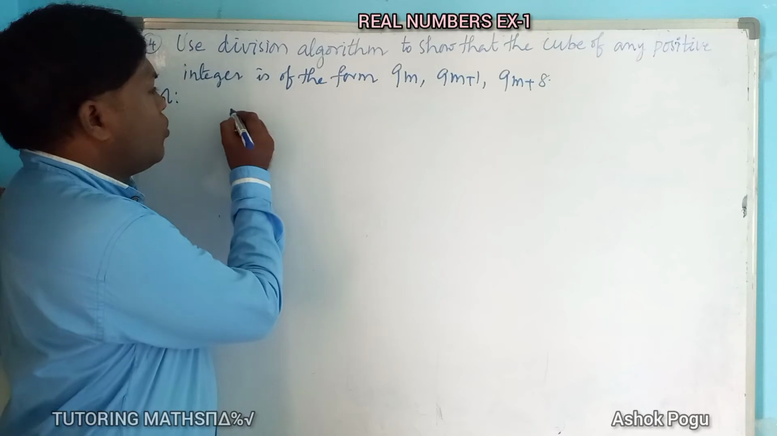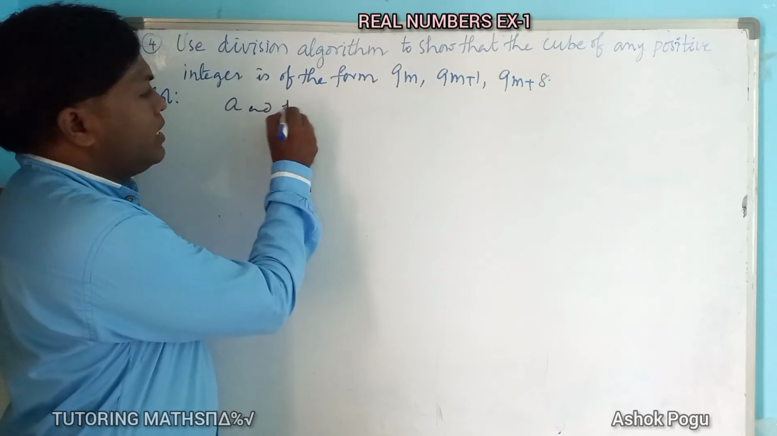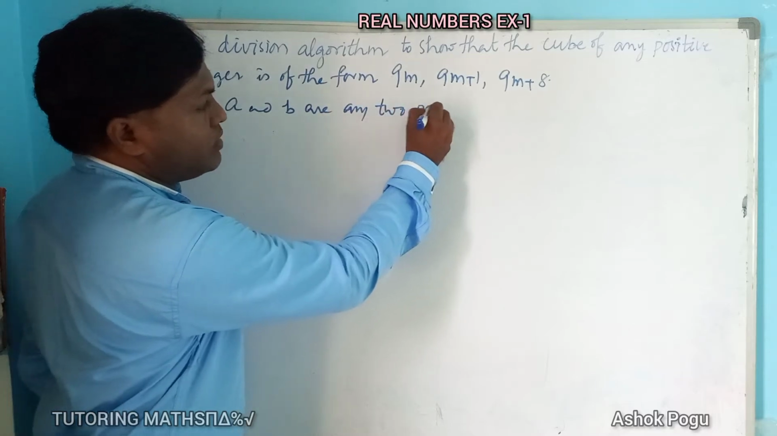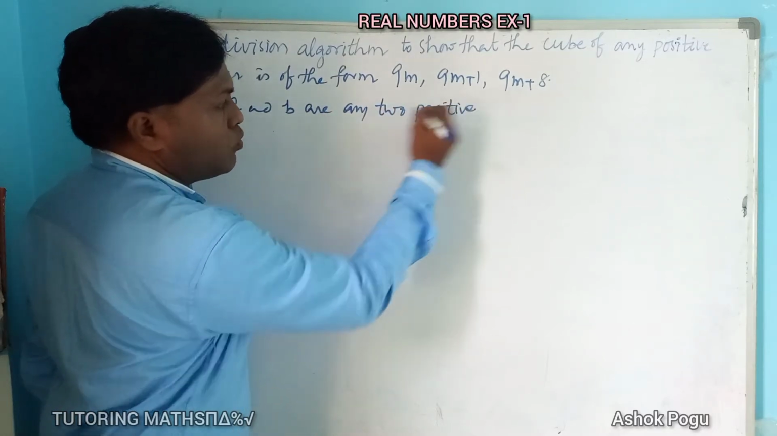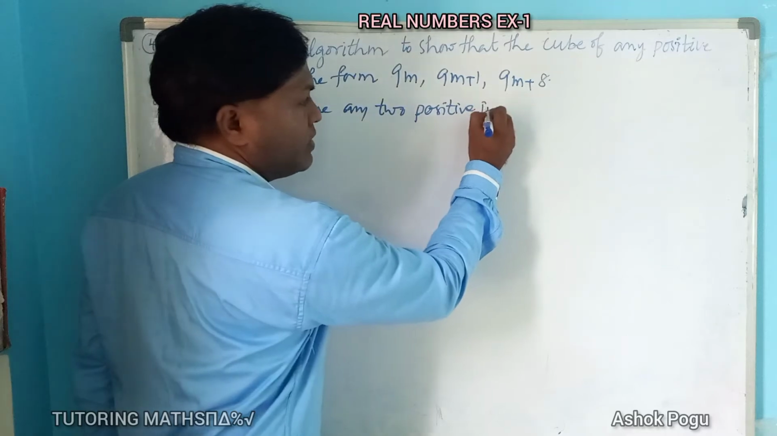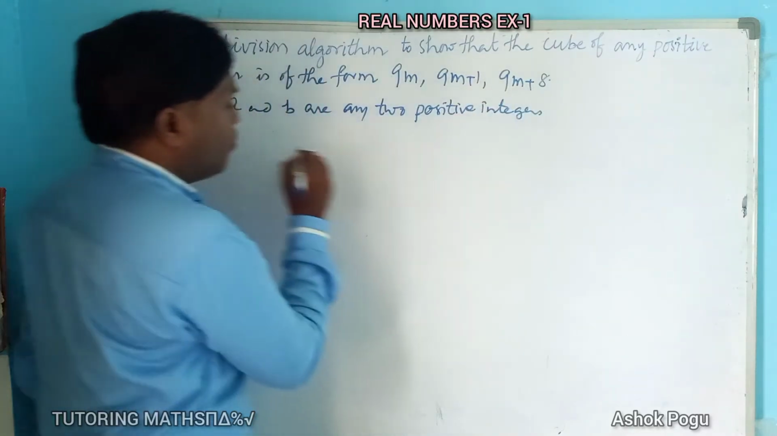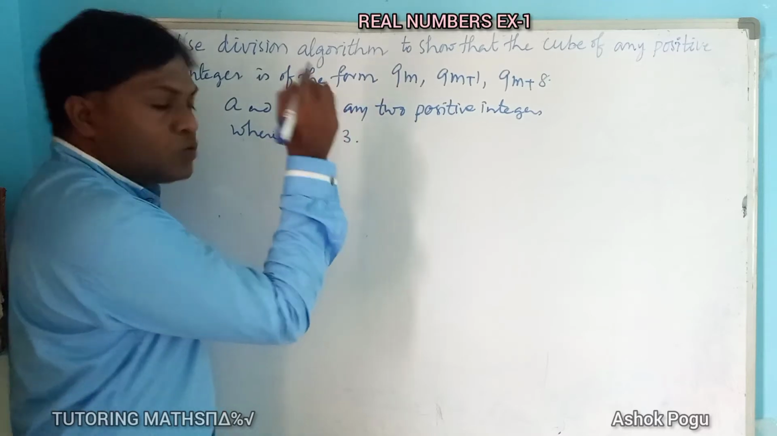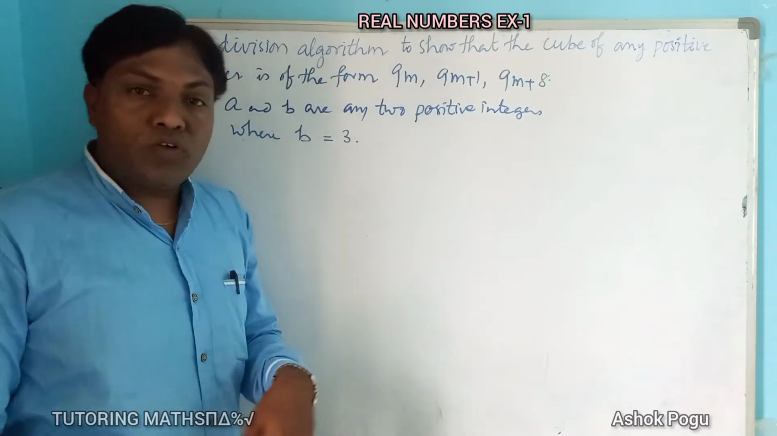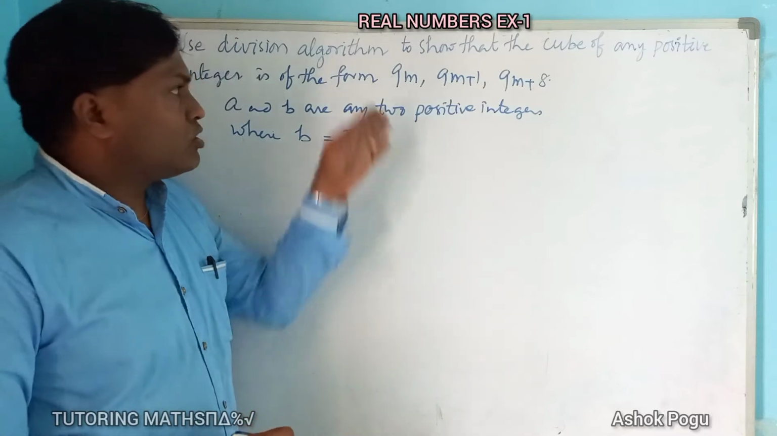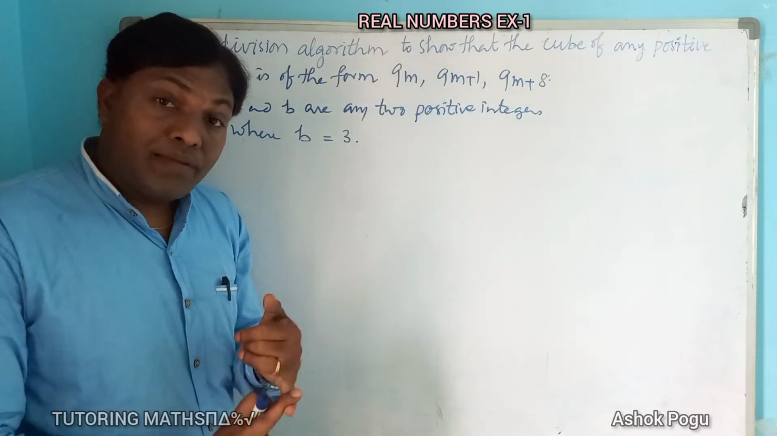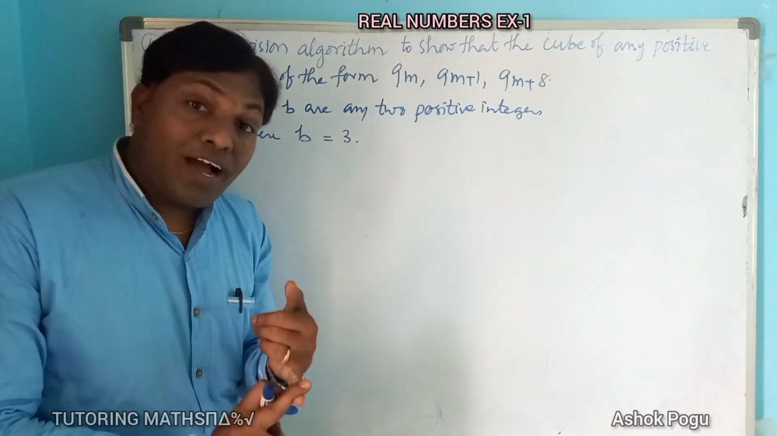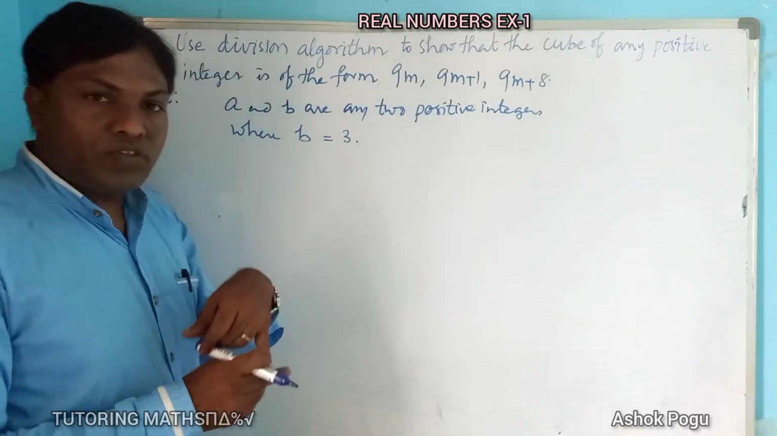First of all, as you know, a and b are any two positive integers. Suppose a and b are any two positive integers where b is equal to 3. We are going to take 3 because 9 is a multiple of 3. So therefore you should take b as 3. Now the divisor is 3, b is equal to 3.